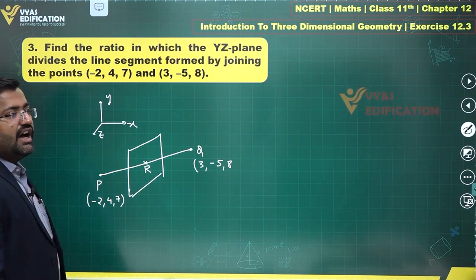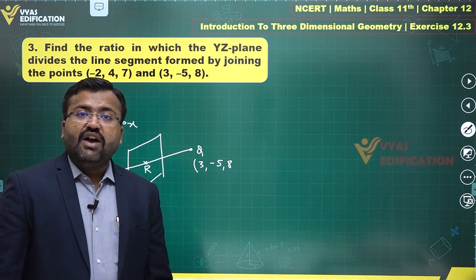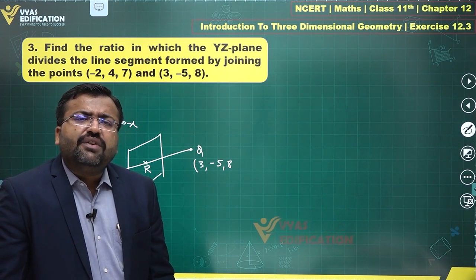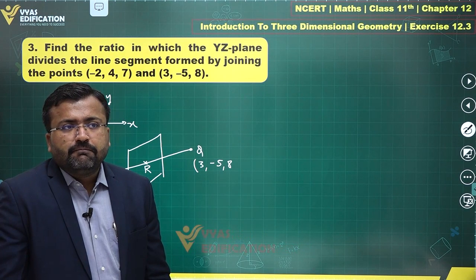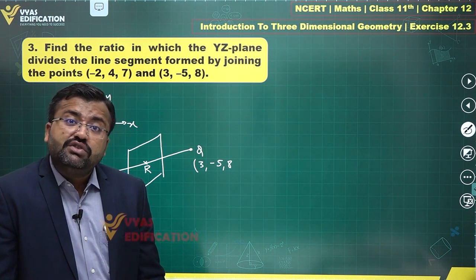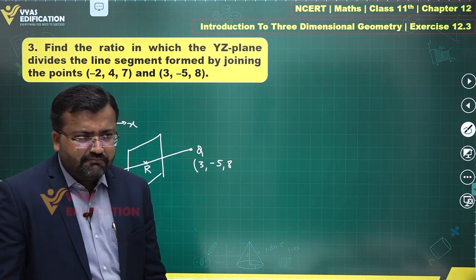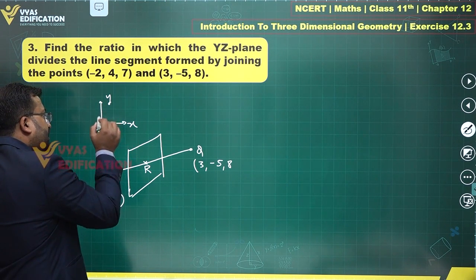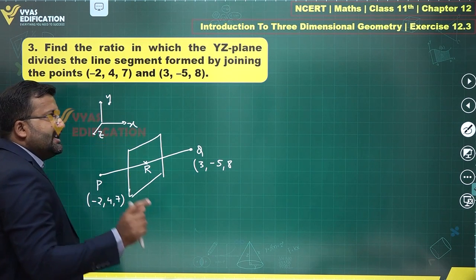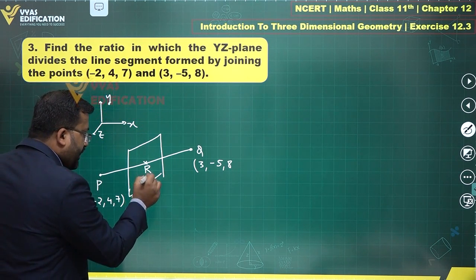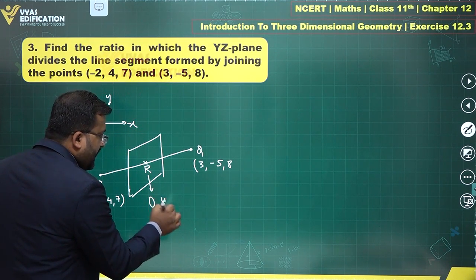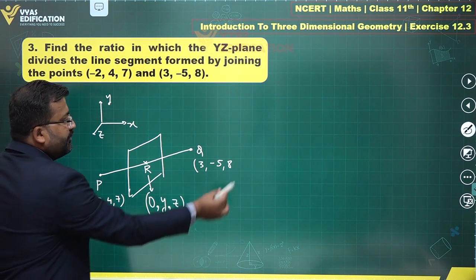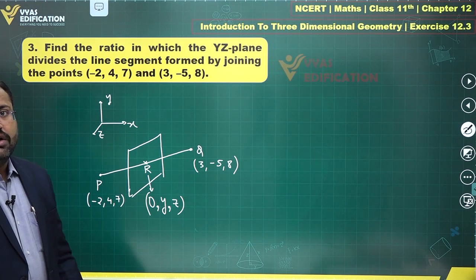Let's say this is point R. Point R lies on the YZ plane. What's the important thing about the YZ plane? Do we know the coordinates of any point on it? Not the complete coordinates, but something about a particular coordinate. If any point lies on the YZ plane, it has a Y coordinate and a Z coordinate, but its X coordinate is simply 0. So point R will have coordinates (0, y, z).